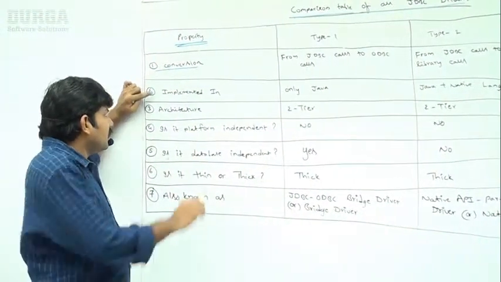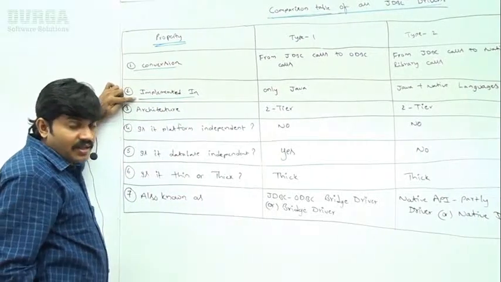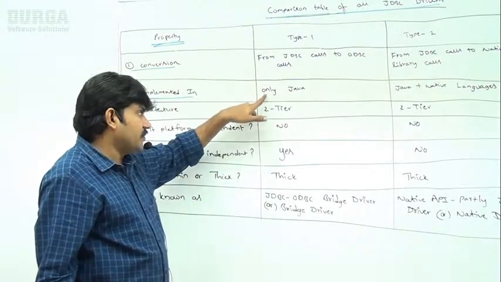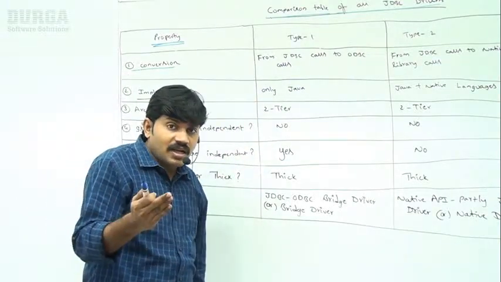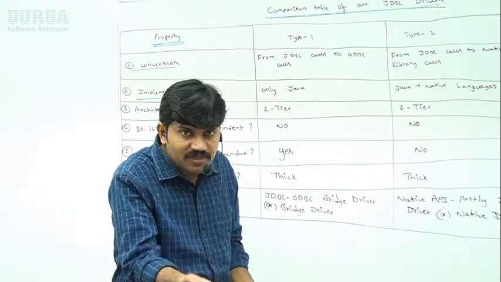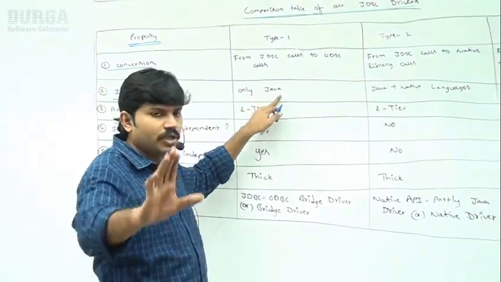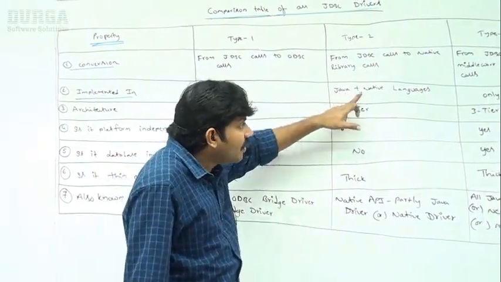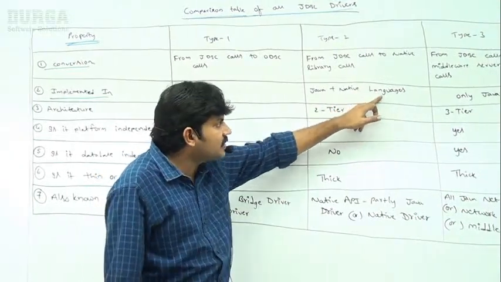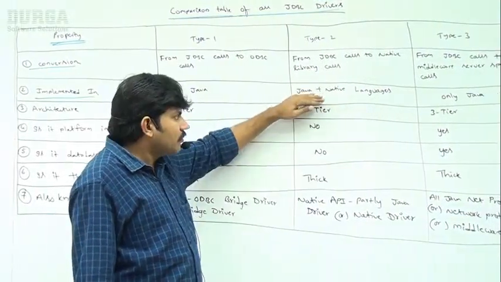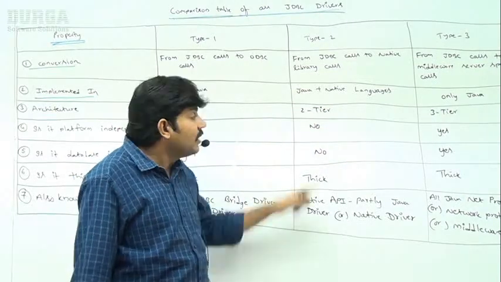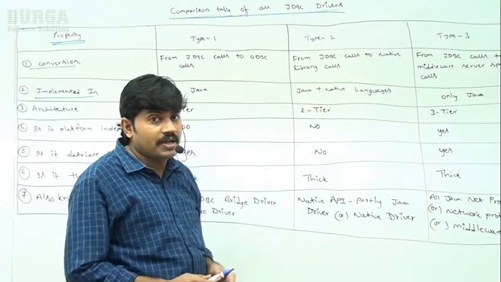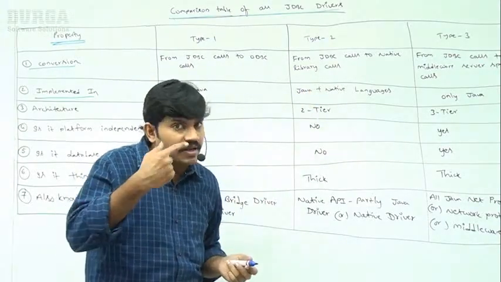Okay, next: implemented in. Sir, is this driver developed only in Java, or in Java with some other languages? The type 1 driver is developed only in Java, because it comes as part of the JDK, as part of the Java software itself. But the type 2 driver is not completely developed in Java; it is Java with native languages like C or C++. Remember this one. That's why it is not platform independent; it is a platform dependent driver. I hope you know, right?